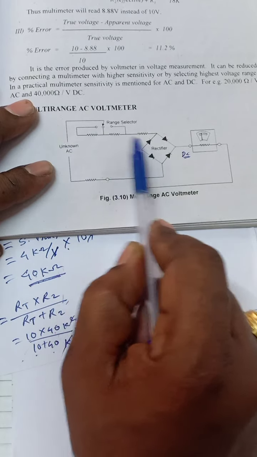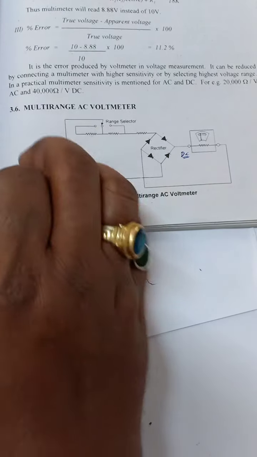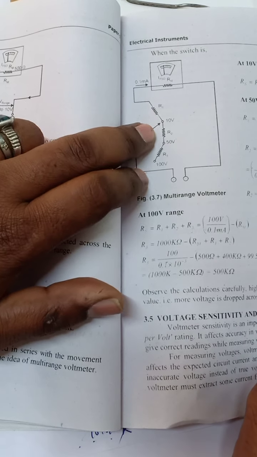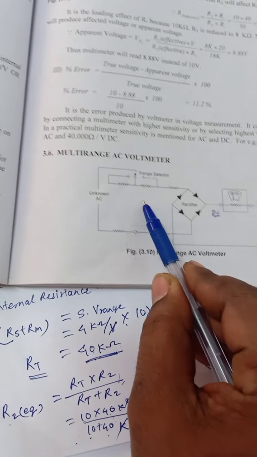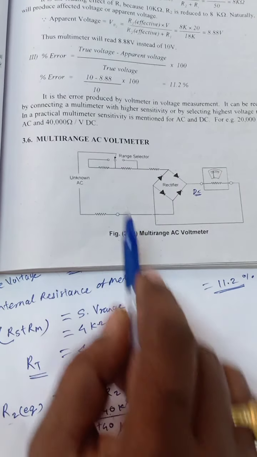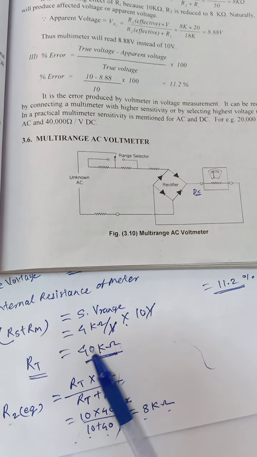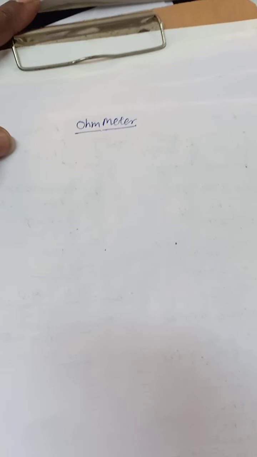In a multi-range voltmeter we saw this. So like this multi-range voltmeter, range select means we are just going to select the series resistor. Same thing is here. So this is a multi-range AC voltmeter.